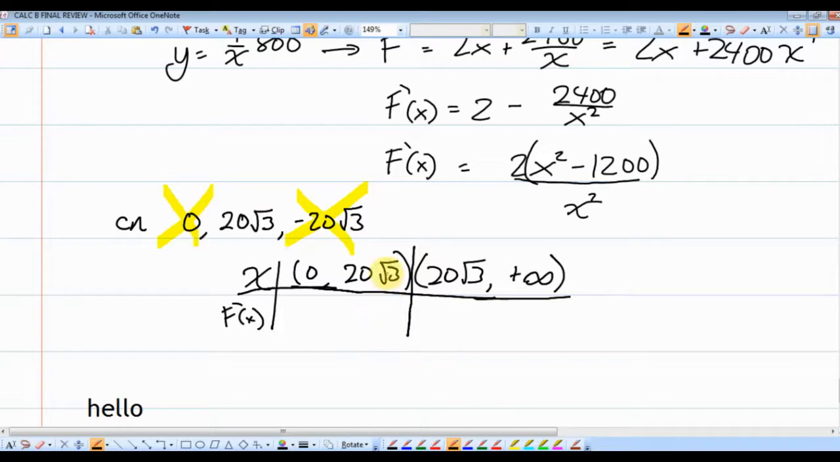Okay. So give me a number between 0 and 20 rad 3. 1, good. With 1, we have 1 minus 1200 is negative. Negative over positive is negative. Give me a number greater than 20 rad 3. 100, good. 100 squared is 10,000. 10,000 minus 1200 is positive over a positive number. So we have a relative minimum.